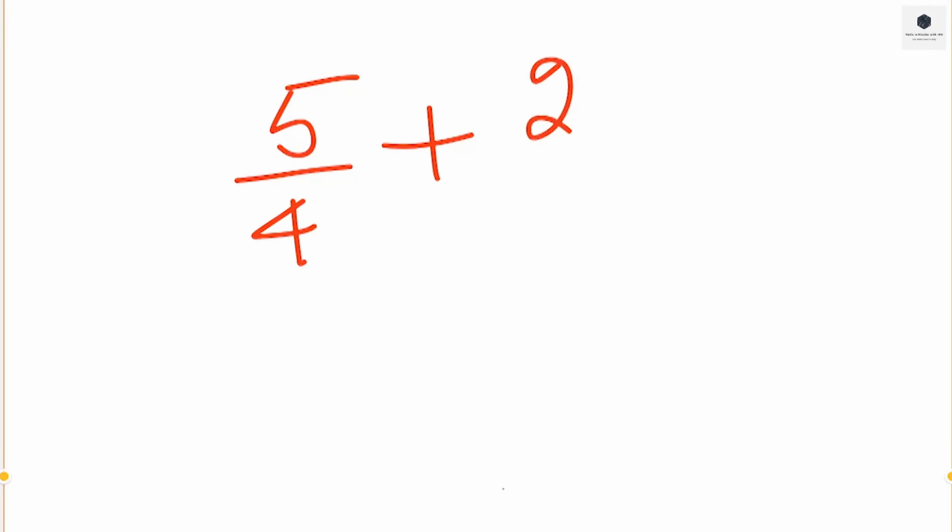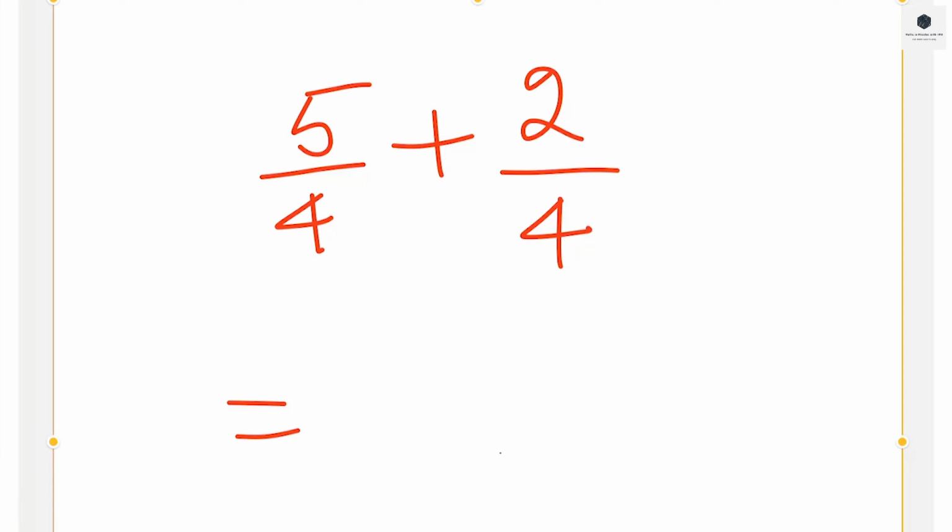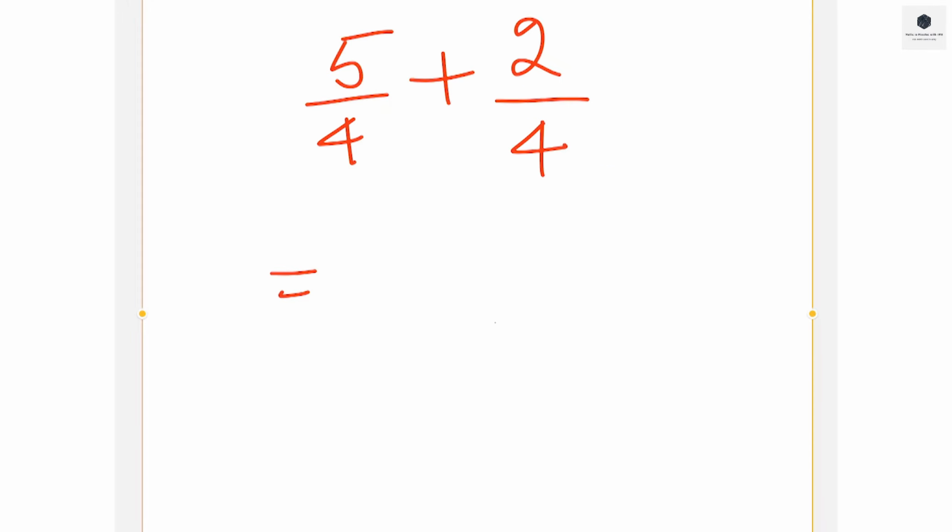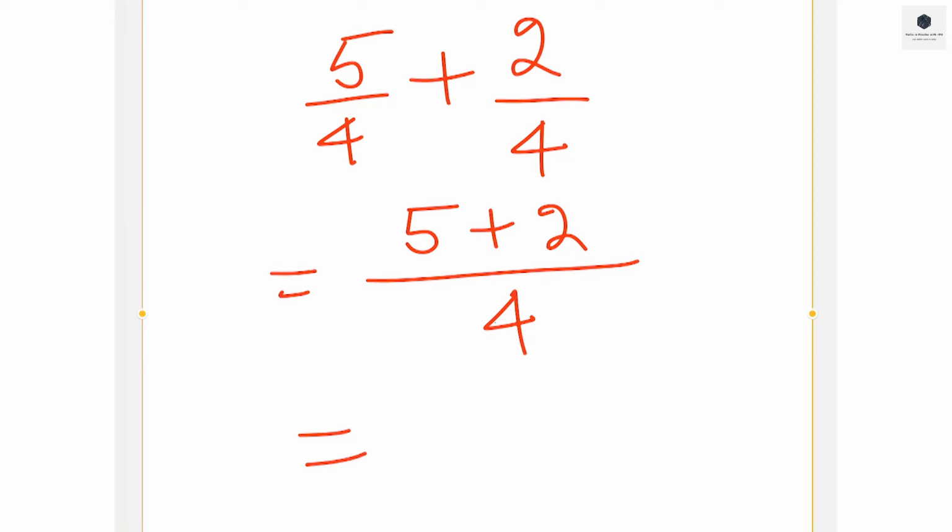Now for example, we are doing two fractions with the same denominator. I have 5 over 4 plus 2 over 4. I can see the denominator is same, 4. So if you have same denominators, these are called like fractions, and adding them is very easy. Just take the denominator, 4 is common, and then add the numerators, 5 plus 2, which is equal to 7 over 4. That's it. This is how to add them if the denominators are same.